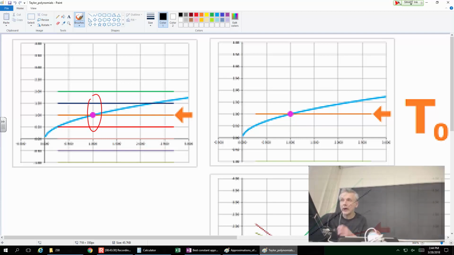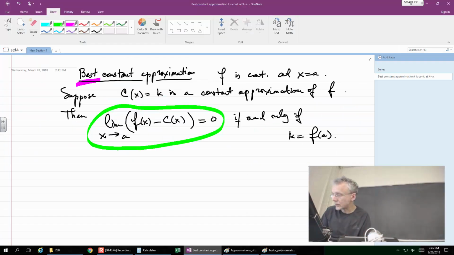There are no other choices for choosing the straight line that would have a limit equal to 0. So what I'm looking at is that limit that you saw. It is these values. As we approach a over here, what's happening to the difference between the two functions? The answer should be 0. Okay, and this is the result right here. I'm not going to prove that, but let's do the next one, best linear approximation.